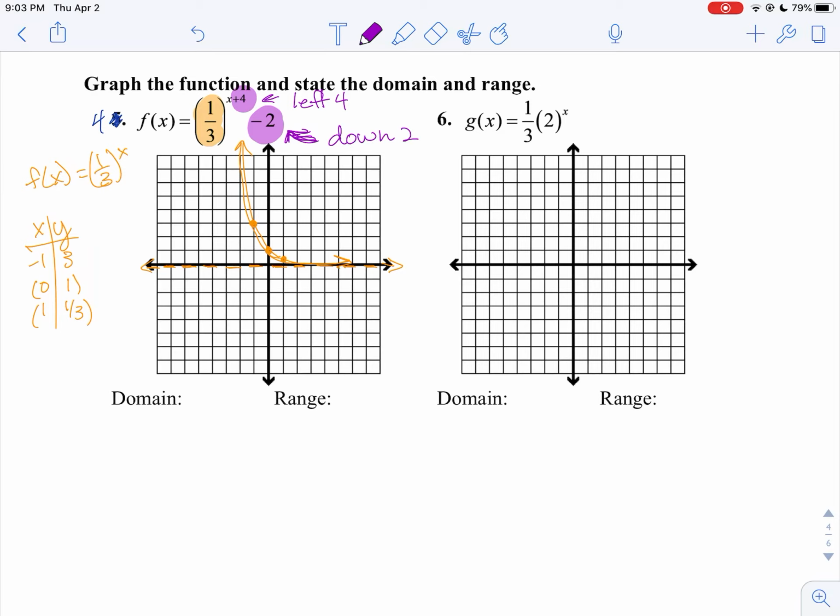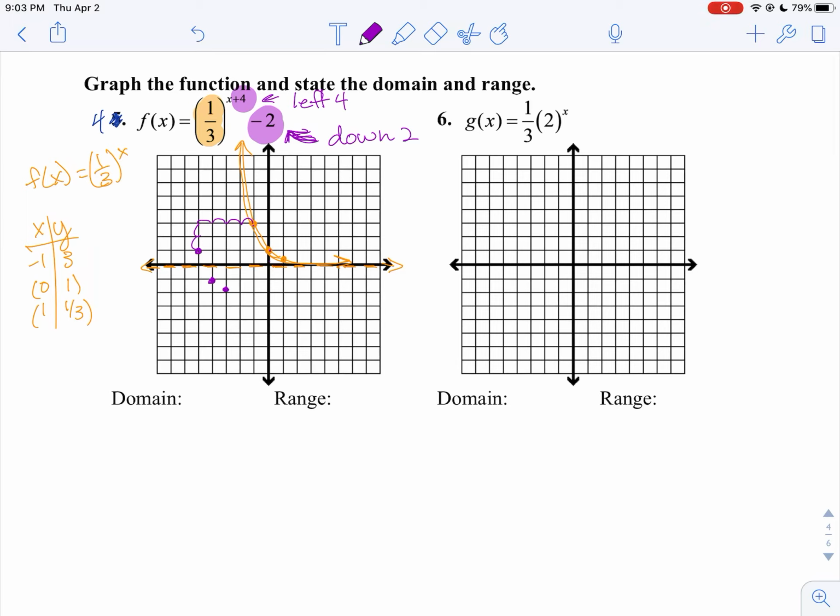So I'm going to take each one of these points that I graphed before and just move them left 4 and down 2. So I'm going to take this point that's at negative 1, 3, and I'm going to move it left 1, 2, 3, 4, and down 2, 1, 2. So my new point lands right there. I'm going to take the next point that was at 0, 1 and move it left 4, 1, 2, 3, 4, and down 2, 1, 2. And then I'm going to take that next point that was at 1, 1/3 and move it left 4, 1, 2, 3, 4, and down 2, 1, 2. It's going to be about right there.